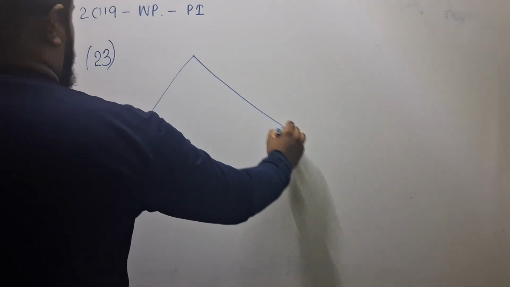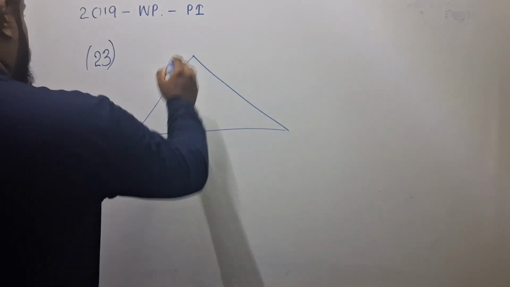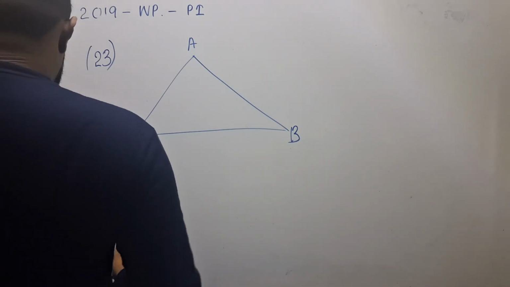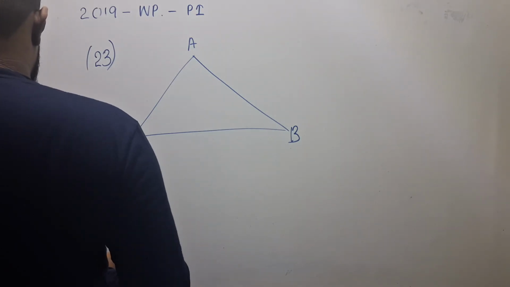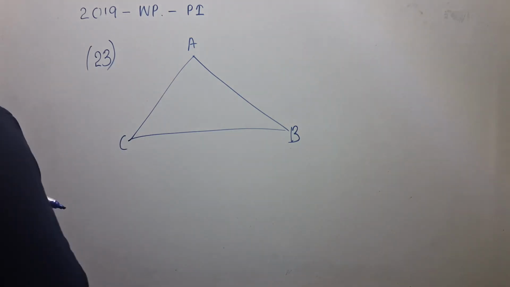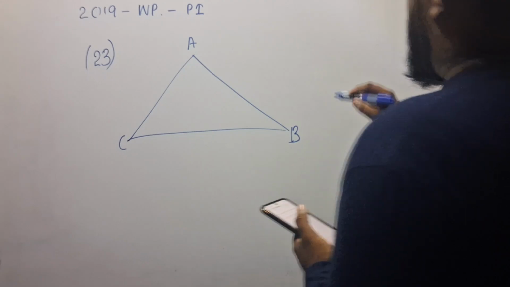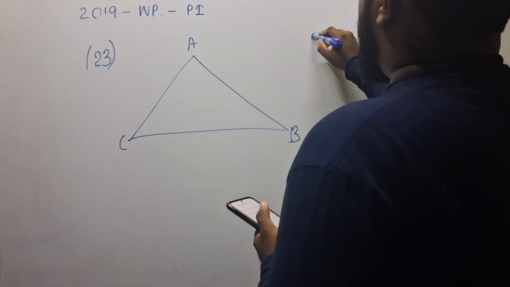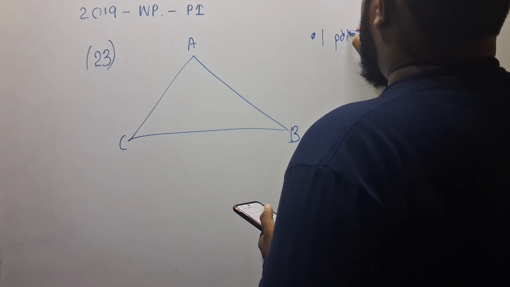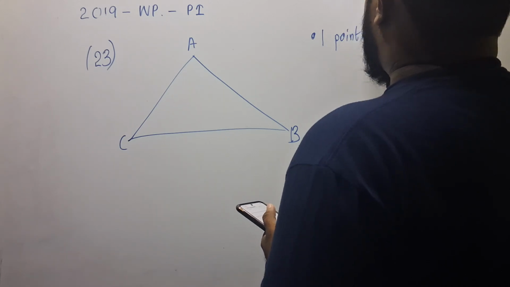Question 23. In the given triangle ABC, draw a sketch to represent the locus of a moving point which passes through point A, parallel to the side BC. Okay, when we are given locus questions, remember this thing. If they are talking about one point, it's a circle.